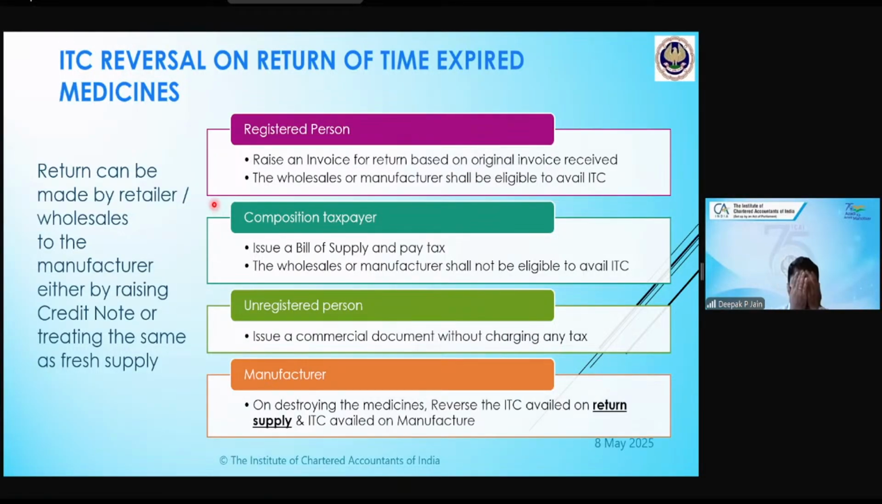Right. Now, with this background, what happens in terms of credit for expired medicines? Return can be made by the retailer or wholesaler. So there's a circular. This is not in the law. Based on the law, there was a question which was raised by pharmaceutical companies.